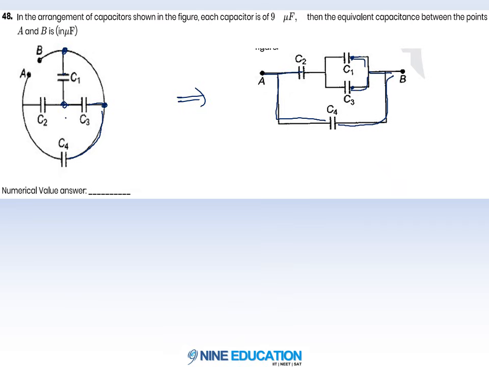And mark this point C. And this point is C. C2, one plate is connected to A and one plate is connected to C. And with C, C1 and C3 plates are connected. So in this circuit, each capacitor is of 9 microfarad and we have to find the equivalent capacitance. So if you observe, C1 and C2 are in parallel combination.